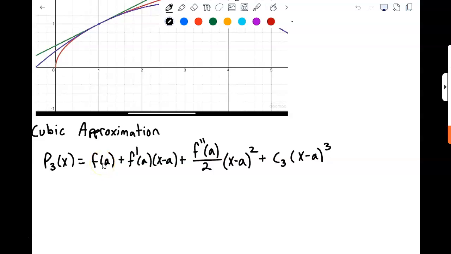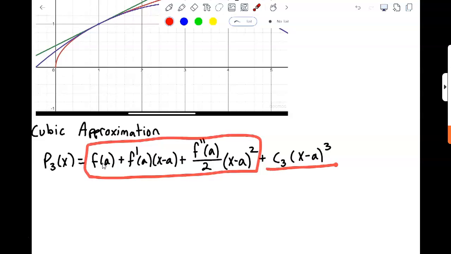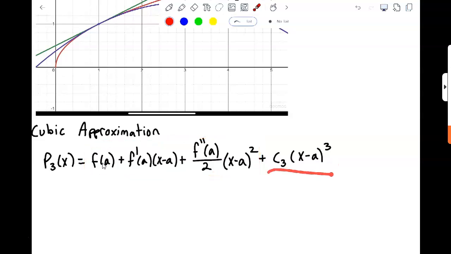All right, so now we turn our attention to the cubic approximation. Just like we did with the quadratic, we're going to keep everything with the quadratic and just add a term on for a cubic term. And the question just becomes, what is that coefficient going to be? Well, if we went through and did our derivatives, we could see that P3 of A is going to agree, P3 prime will be F prime of A, P3 double prime will actually be F double prime. So we would like the third derivative to agree with the function as well.